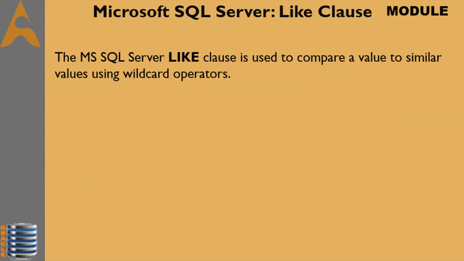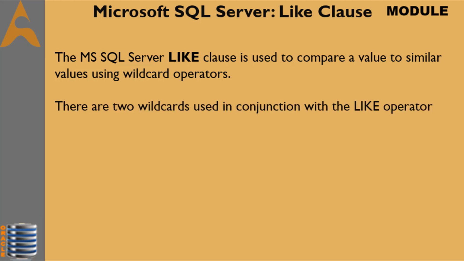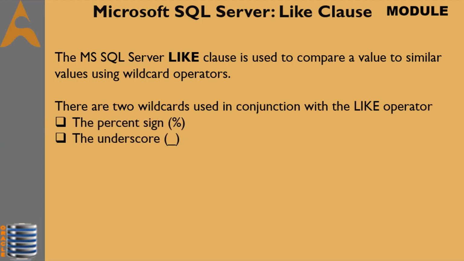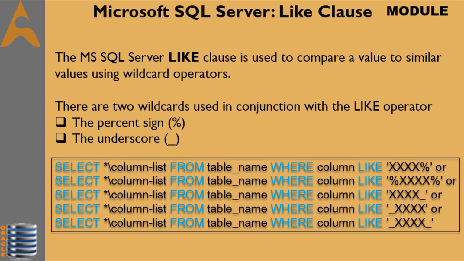Microsoft SQL Server, like clause. The Microsoft SQL Server like clause is used to compare a value to similar values using wildcard operators. There are two wildcards used in conjunction with the like operator: the %, and the underscore. The % represents 0, 1, or multiple characters. The underscore represents a single number or character. The symbols can be used in combinations. You can see the syntax on your screen.